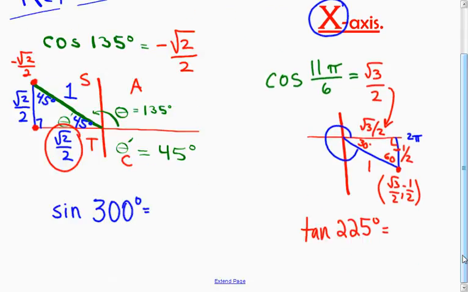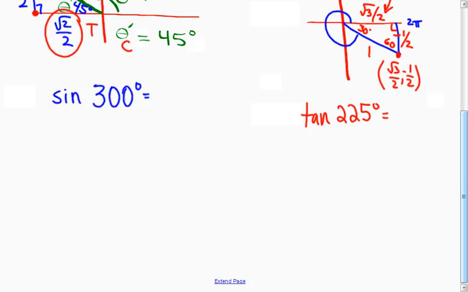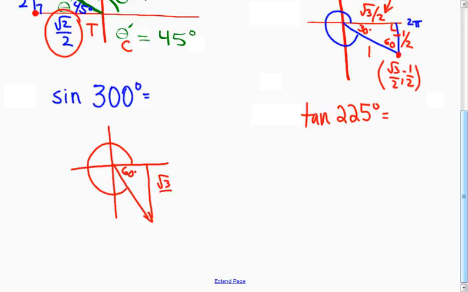Moving down to sine, we'll do sine of 300. If there's no drawing given, we've got to provide one. So go all the way around. 300 degrees is 60 degrees short of 360, so 60 degrees is your reference angle. Across from 60 degrees in our special triangle is root 3 over 2. And just to fill in our hypotenuse and our other leg.